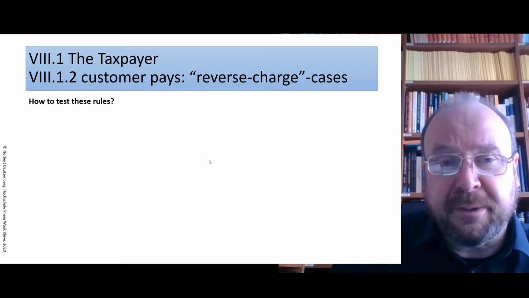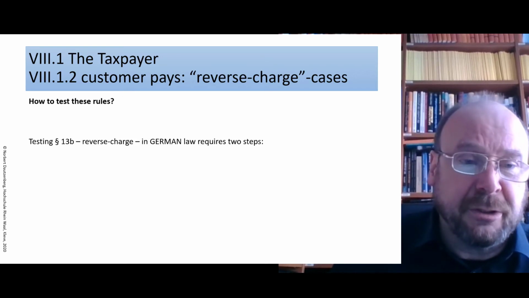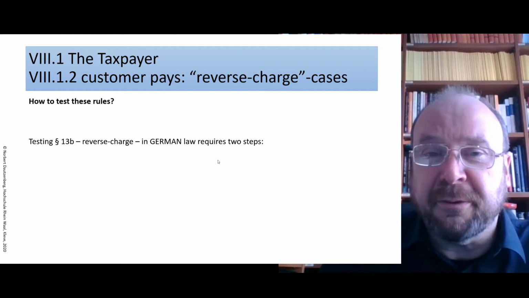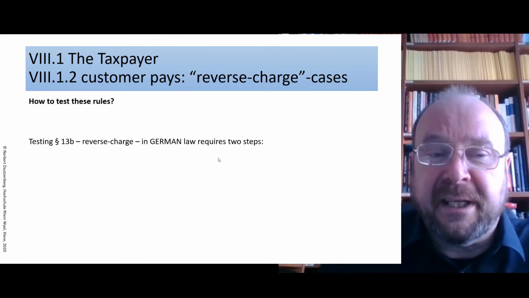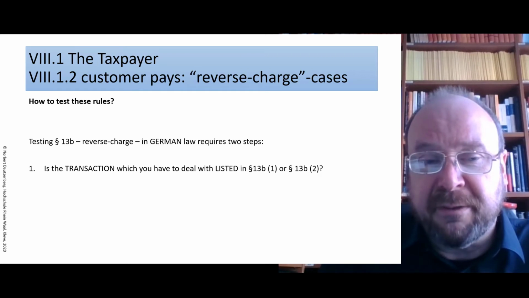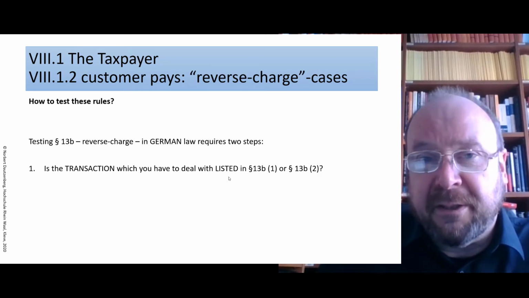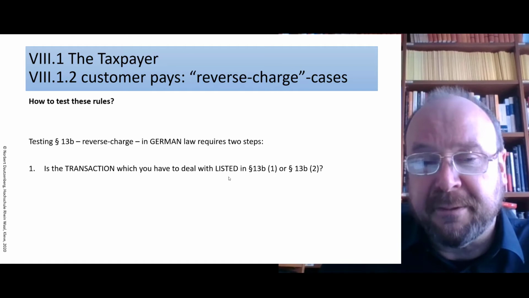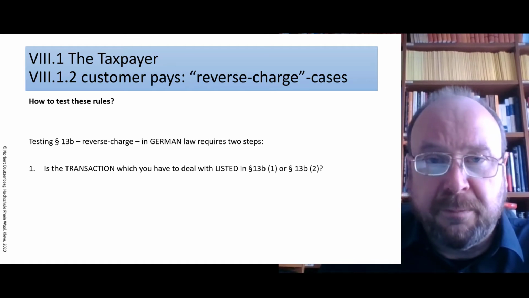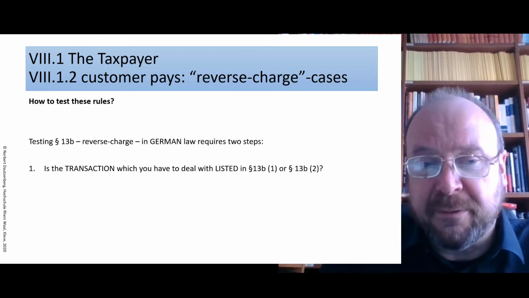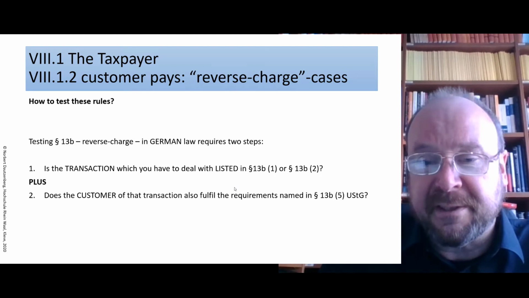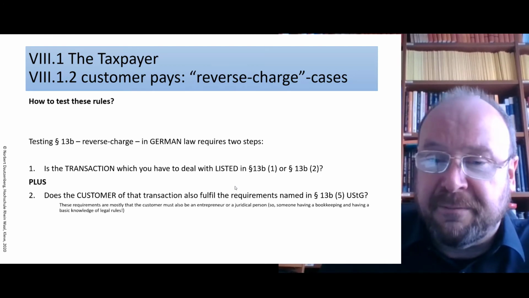If you face the question who is the taxpayer in a case which you have to solve, naturally, if you face it in a case solution, it's no problem. If you have to give the solution, then it's a problem. Then you must know that the reverse charge rule can be found in 13b, and there you have especially to look at two parts of the paragraph. 13b1 or 2 contain the list of transactions for which 13b applies, and then you also have to check if the customer is the right kind of customer, and that is regulated in 13b5.